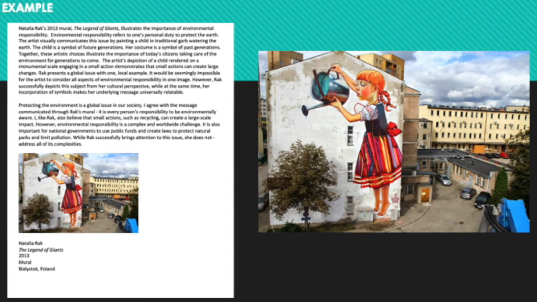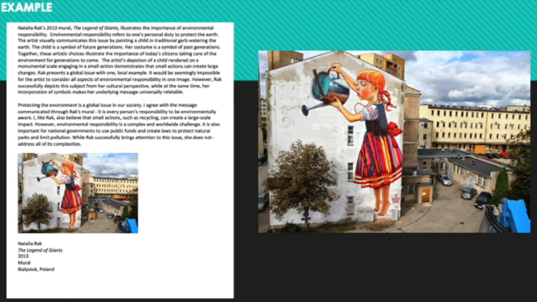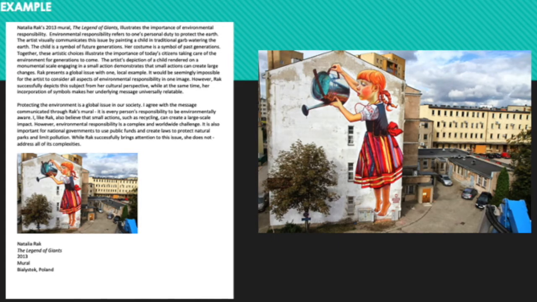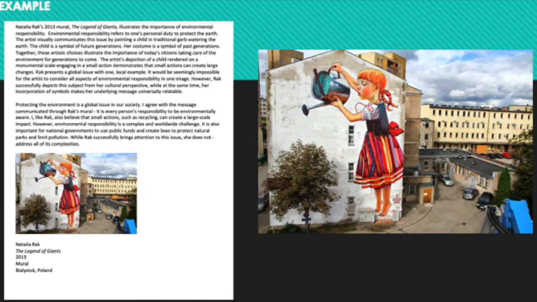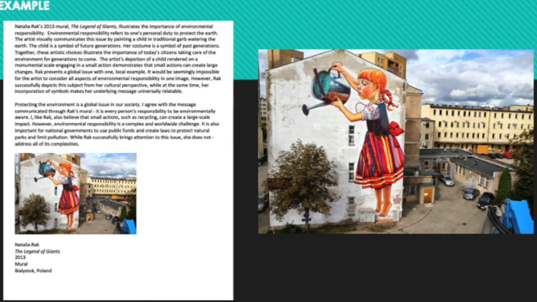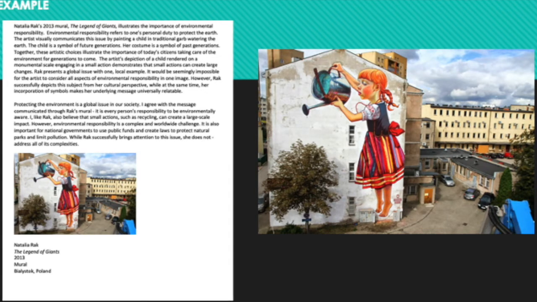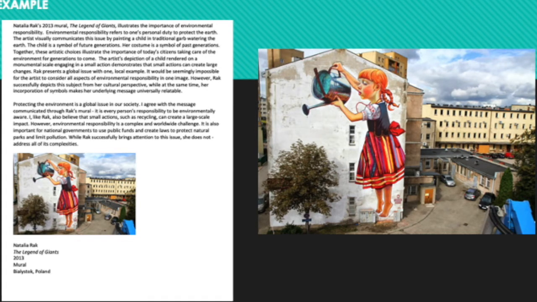The artist's depiction of a child rendered on a monumental scale, engaging in a small action, demonstrates that small actions can create large changes. Rack presents a global issue with one local example. It would be seemingly impossible for the artist to consider all aspects of environmental responsibility in one image. However, Rack successfully depicts this subject from her cultural perspective, while at the same time her incorporation of symbols makes her underlying message universally relatable.